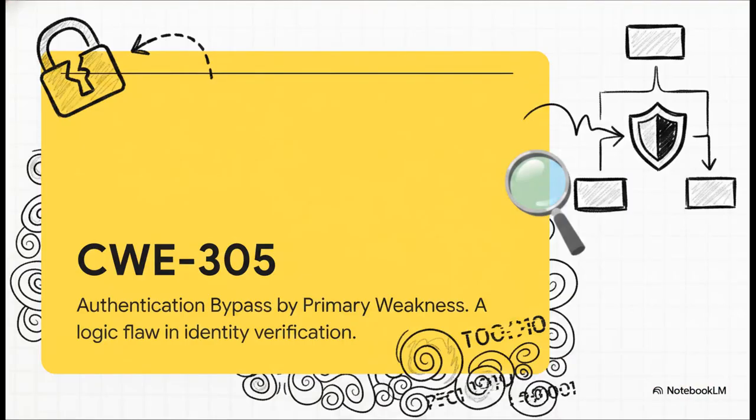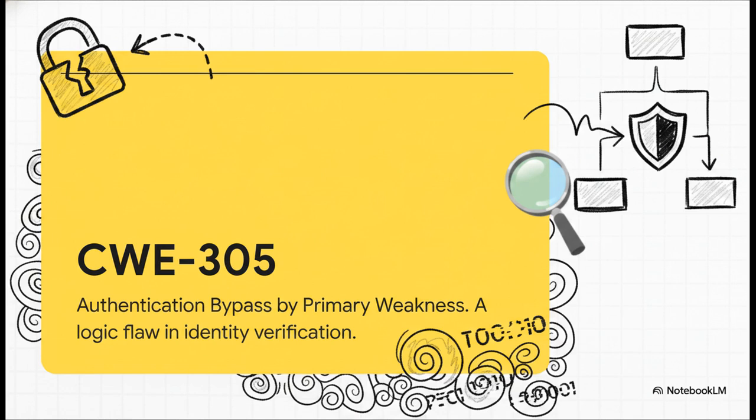How exactly does a bad network assumption turn into a critical vulnerability? Well, what's fascinating here is that this isn't your typical memory corruption issue. We aren't looking at some complex buffer overflow where an attacker is forcing malicious code into memory. No, this is classified as CWE-305, Authentication Bypass by Primary Weakness. It's a fundamental failure in the application's gatekeeper logic.